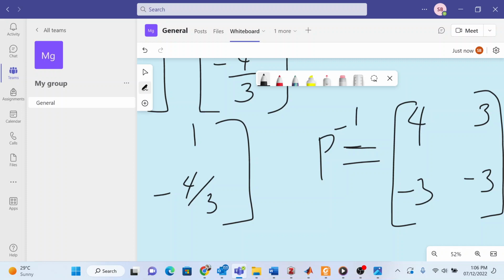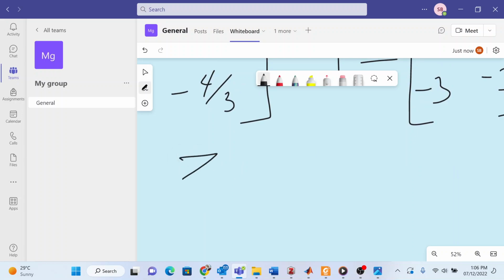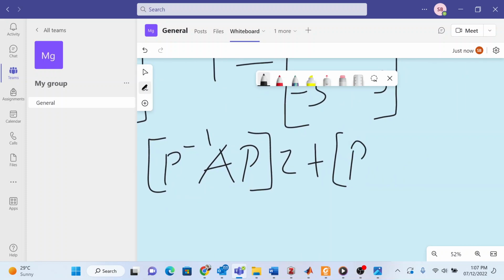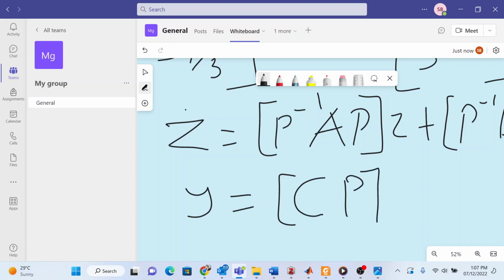So we have obtained P and P inverse. So we can now apply the usual formula that we know for the Z transformation. That formula is what is guiding everything here. Z dot is equal to P inverse A P Z plus P inverse B U. So that's our state equation, and our output is going to be Y. So that Y is going to be CP Z. That's it. So this is what we want to achieve here.